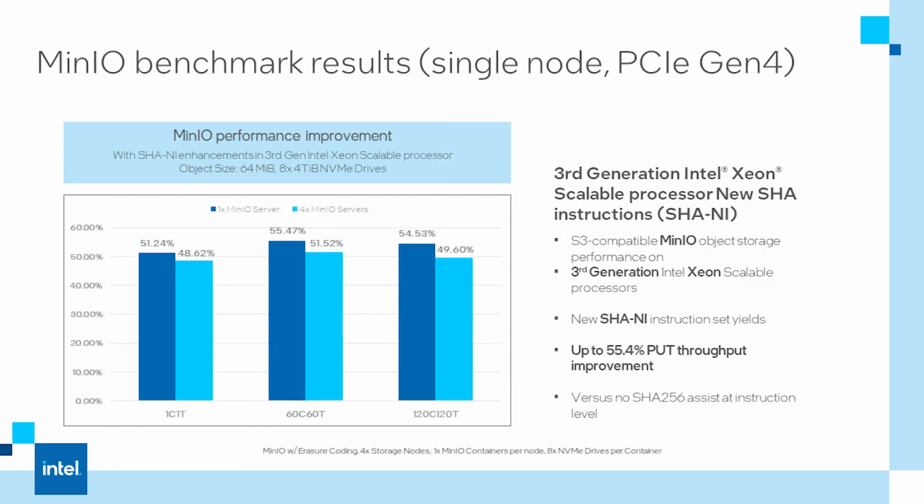The following slide presents the results from today's live demo, both for a single node as well as a multi-node MinIO storage cluster for a variety of core count allocations. In this case, with the new SHA-NI ISA available from 3rd generation Intel Xeon Scalable processors, we're able to achieve up to a 48.6% put throughput performance improvement versus the baseline, in which case we do not leverage the underlying SHA-NI ISA.